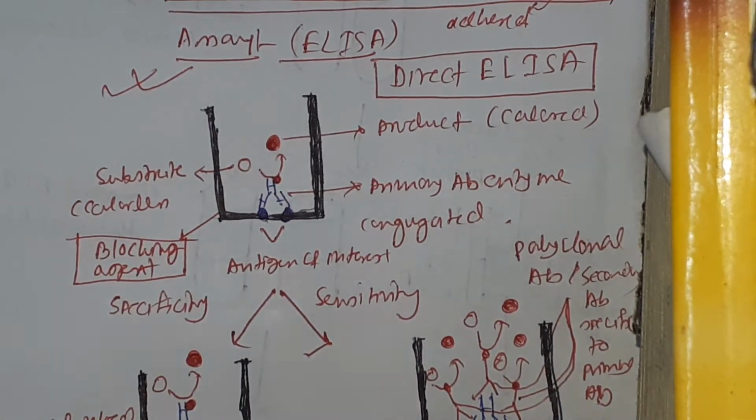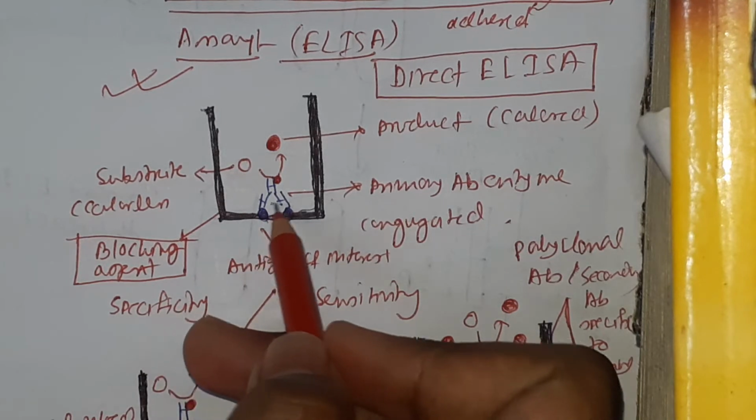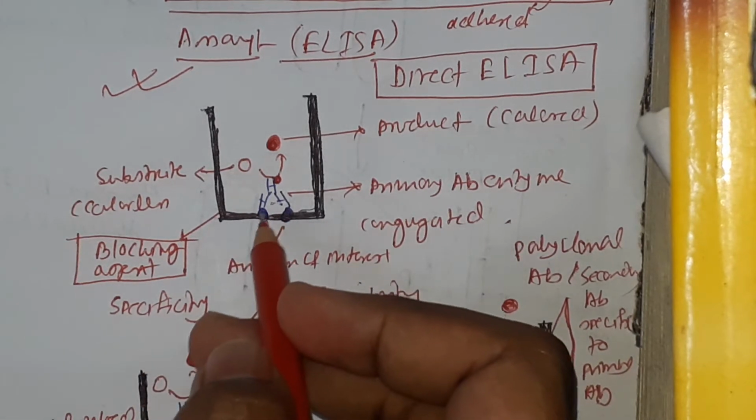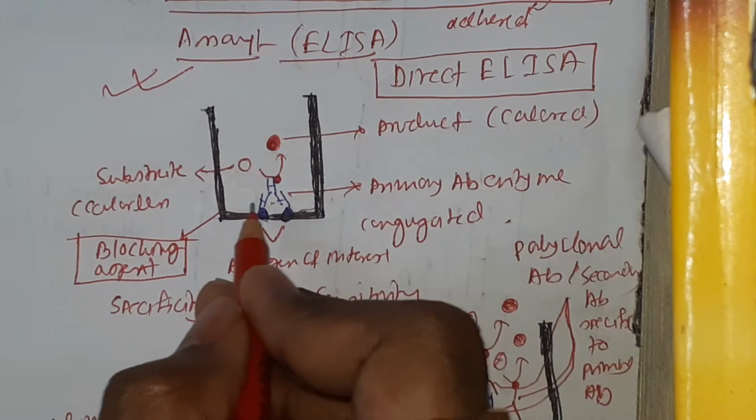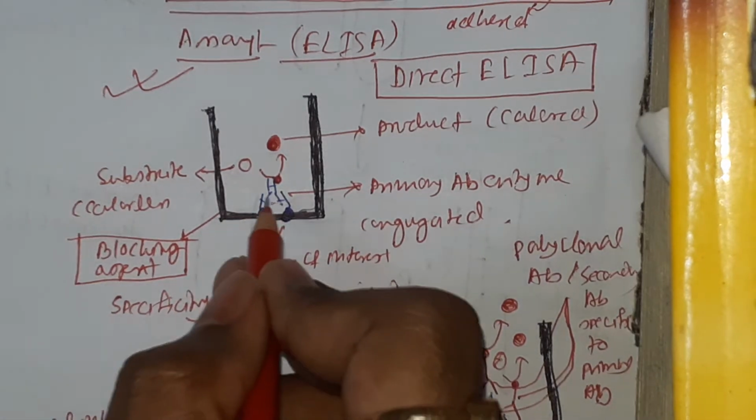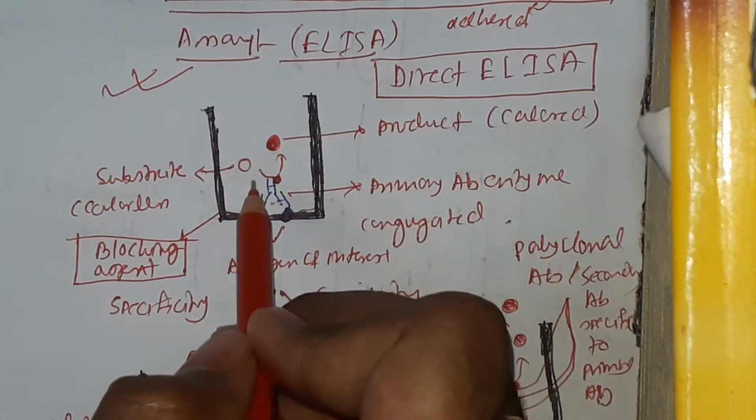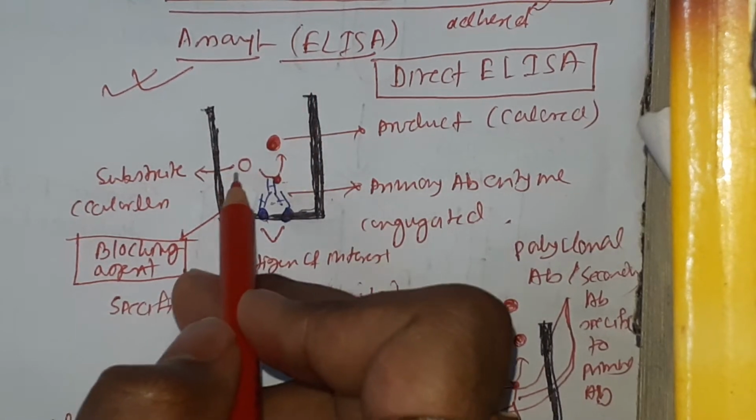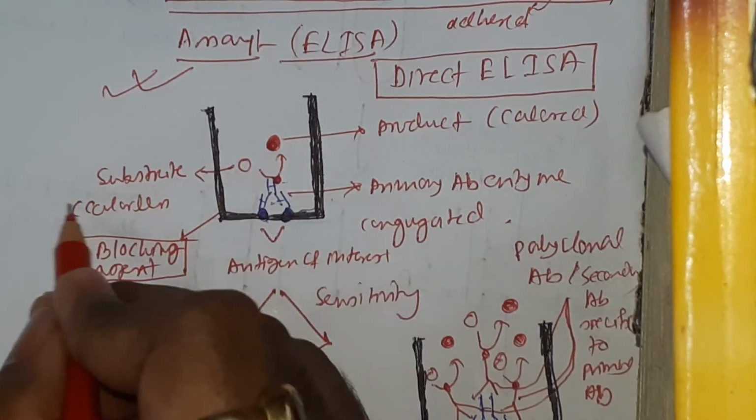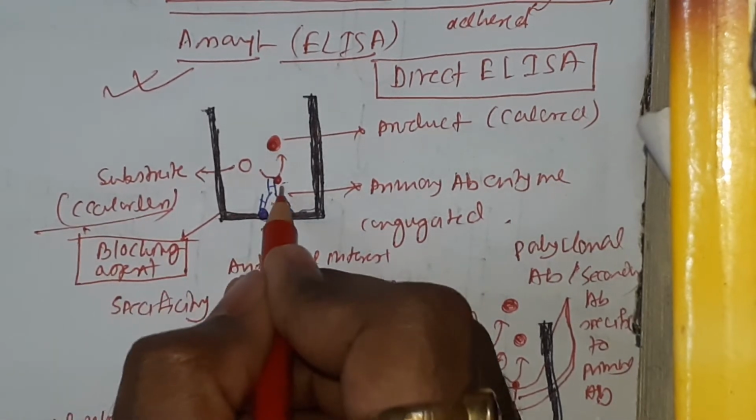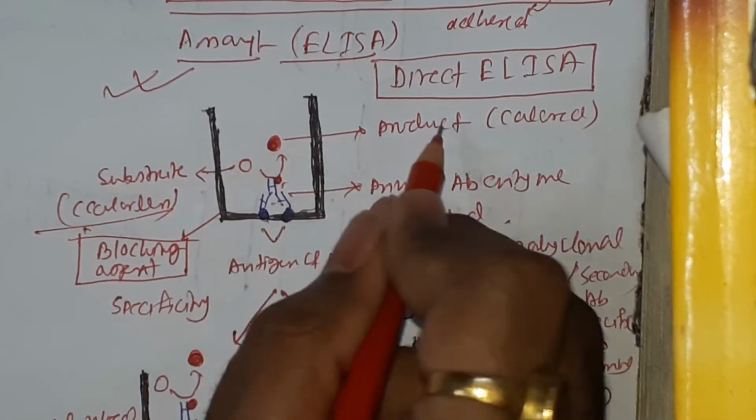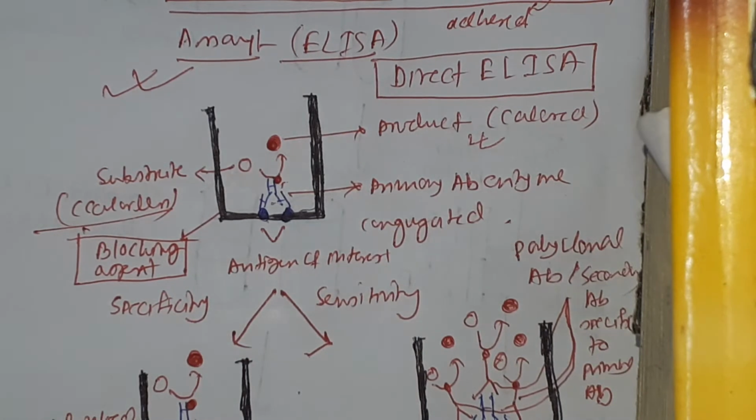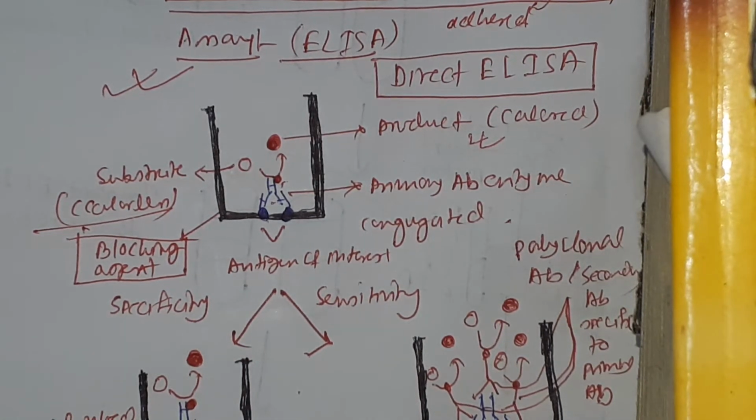After the blocking agent we will add the primary antibody, and the primary antibody will interact with the antigen via its FAB portion, and this primary antibody in case of direct ELISA is conjugated with enzyme. Then after washing, when we add the substrate, which should be colorless, the enzyme will convert it into a colored product. So this is the direct ELISA technique.